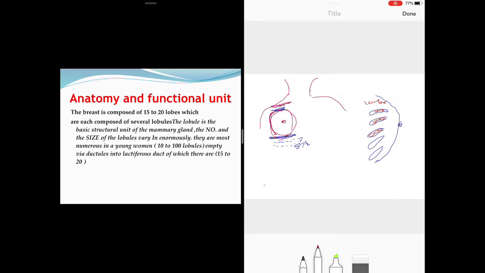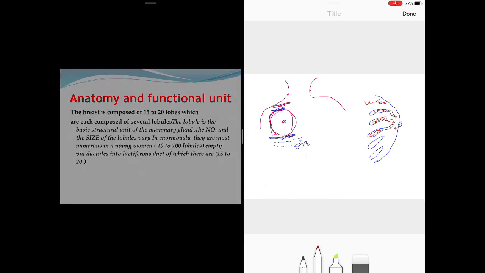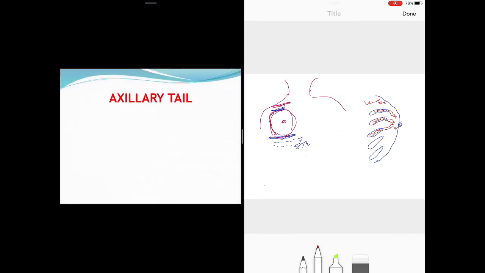These lobes are connected with ducts called lactiferous ducts. At the end of the lactiferous duct, there is a dilatation. And the lactiferous duct opens in the nipple. So the openings in the nipple number about 15 to 20. Each opening is connected with a lactiferous duct. The lactiferous duct connects to the lobules.